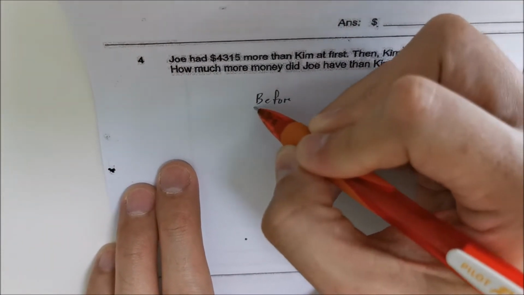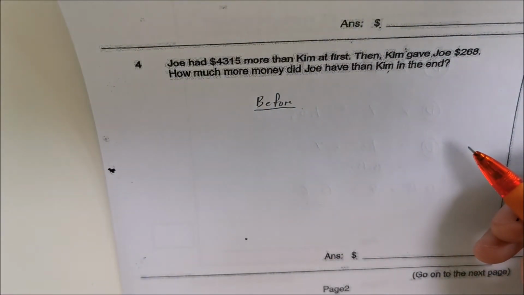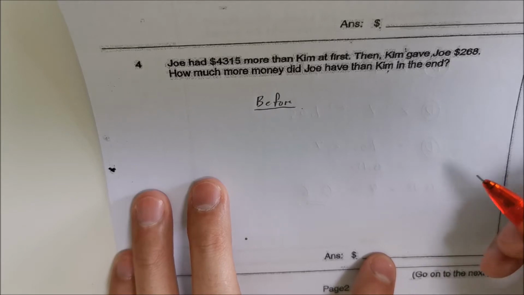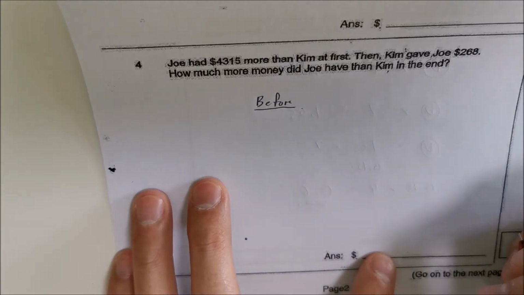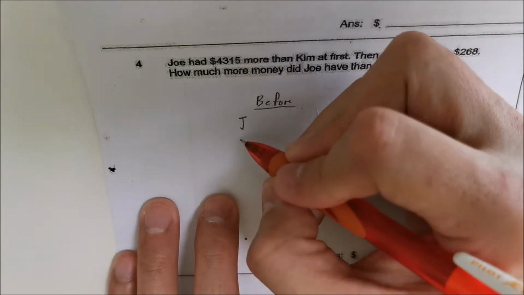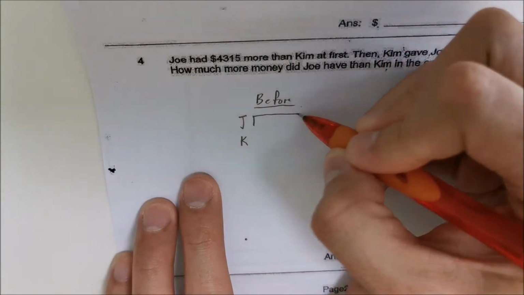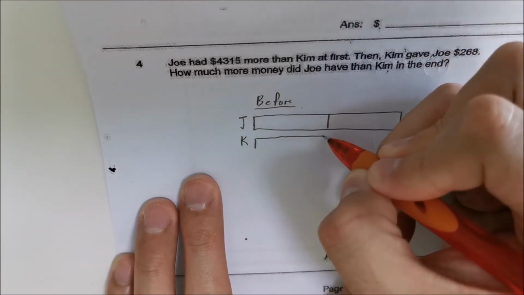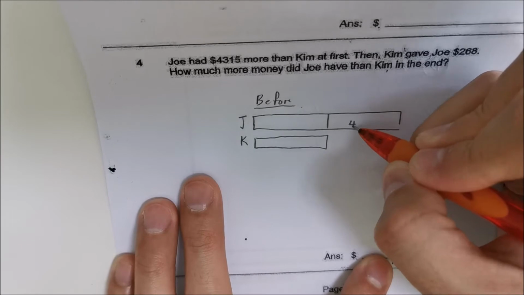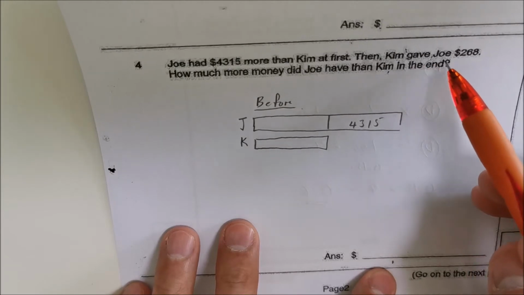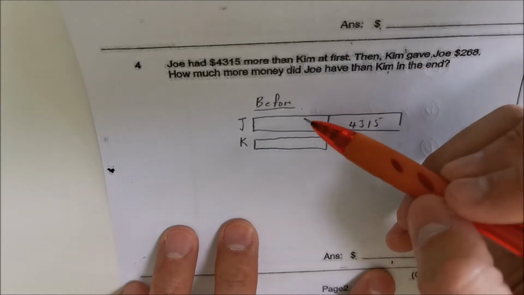For this question, right, we are only required to find the difference, okay, between the more money that the two of them have. But we are not required to find out how much money Joe has or how much money Kim has, because it's impossible to find. Okay, so do not fall into the trap to try to find the amount of money Joe and Kim have. So Joe has this amount more than Kim. So this is 4,315.